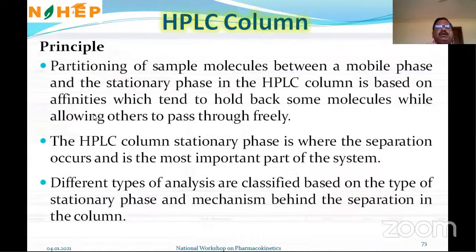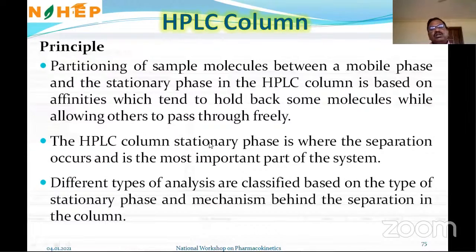Here the principle in the column is partitioning of the sample molecule between a mobile phase and a stationary phase. It is based on the affinities, which tend to hold back some molecules while allowing others to pass through freely. That means molecules which have more affinity to the column are retained, and the molecules which have less affinity are moved along with the mobile phase. In that way, the column separates the various constituents present in the sample.